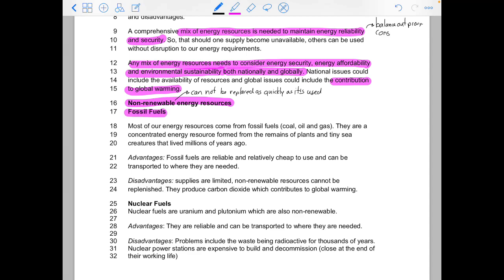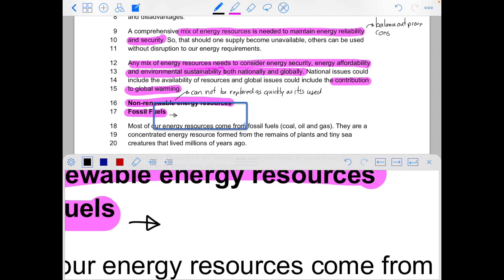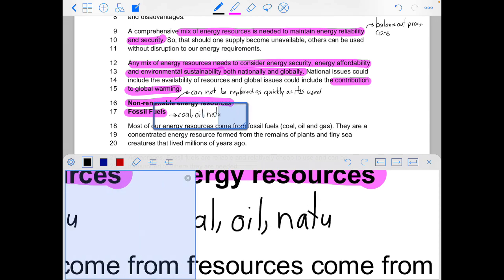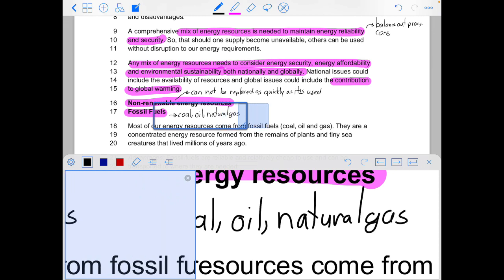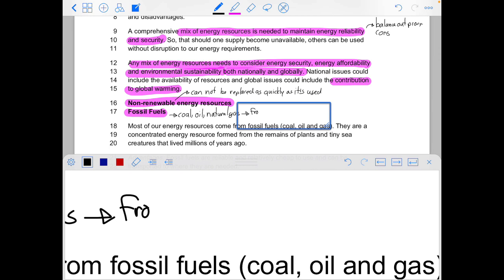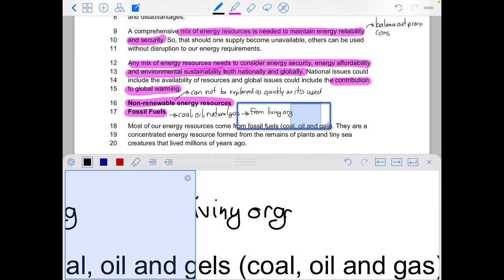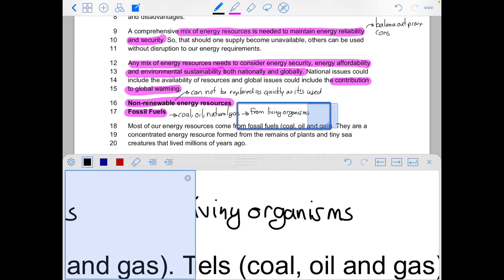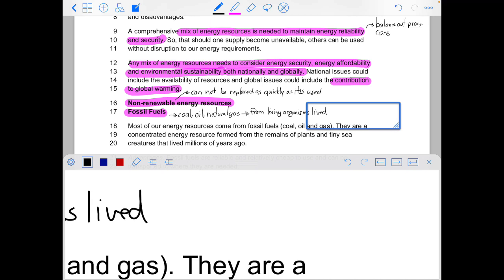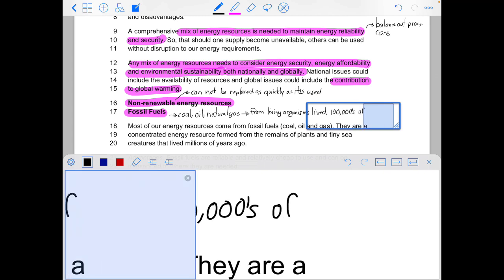So fossil fuels, we have three main types of fossil fuels. We have coal, oil, and natural gas. So you will learn more in year 11 about the differences between them and where these come from. But these are all from living organisms that lived thousands, hundreds of thousands of years ago.